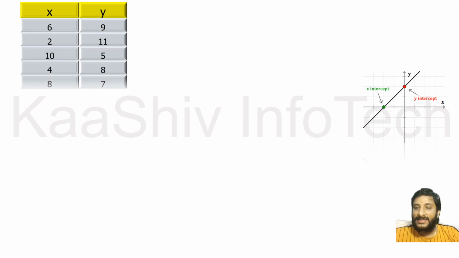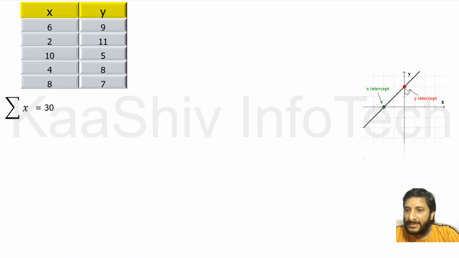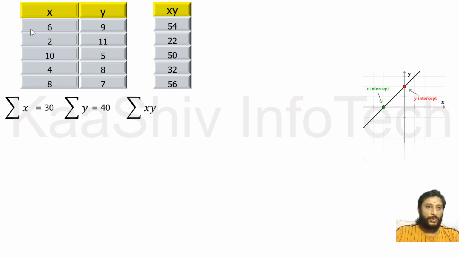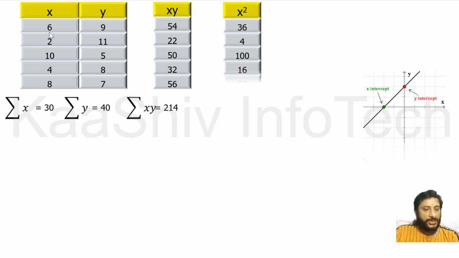Now you can see here the x and y intercept. This is called the y intercept. The x will move here to reach y here, and the y will reach here for x to move. The x will take this much value to make the y value 0. Over here I have the x values 6, 2, 10, 4, 8 and y values 9, 11, 5, 8, 7. I'm taking the summation.